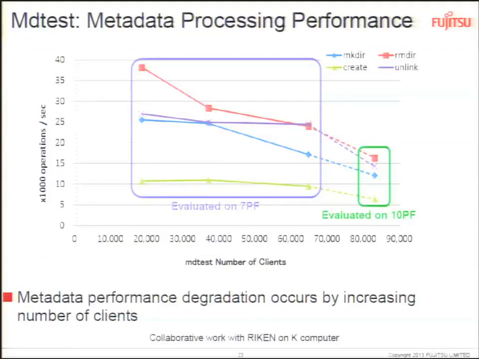So here's the MDTest performance. We measured performance by increasing the number of clients. Here is the kilo-operations per second. We measured mkdir, create, rmdir, and link performance. This value is evaluated on 7 petaflops, and this one is evaluated on 10 petaflops. Metadata performance degradation occurs as the number of clients increases.